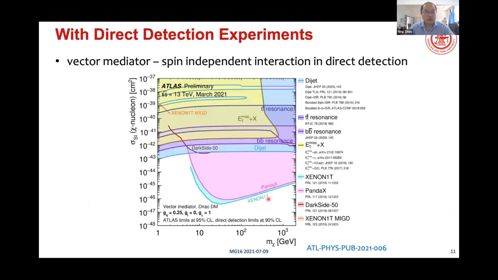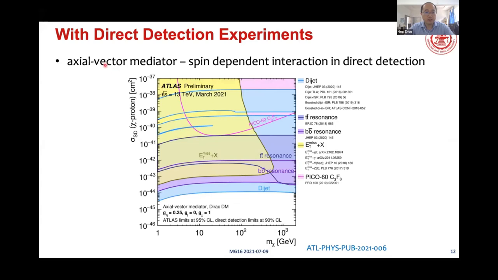Okay. So the results can also be compared with the direct detection experiments. As shown in this plot, the Y axis is the dark matter nuclear interaction cross section, and the X axis is the dark matter mass. The vector mediator can produce the spin-independent interaction in direct detection. So as shown here, the collider is able to cover the small dark matter mass region on the left, and the xenon-based direct detection experiments are focusing more on the high mass region, like PandaX.